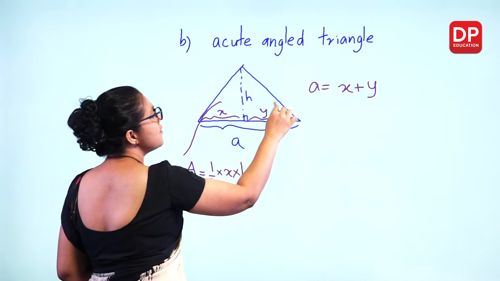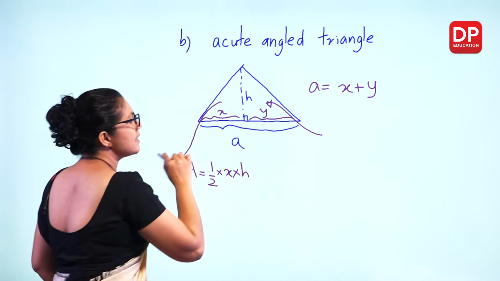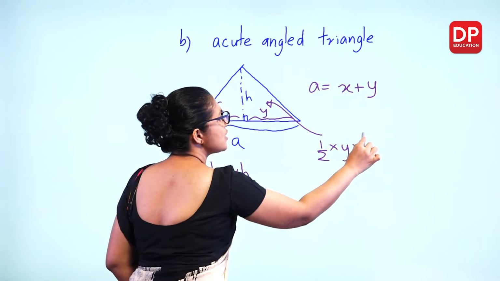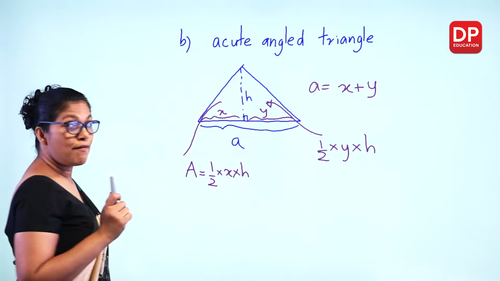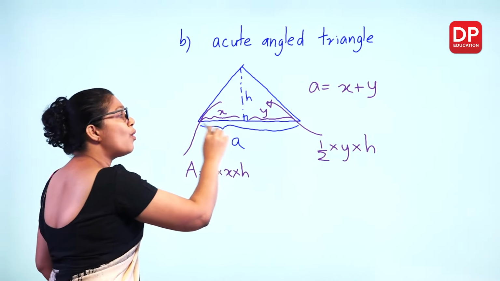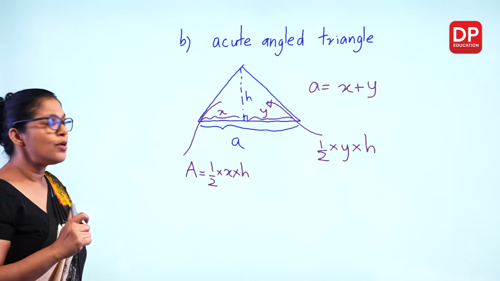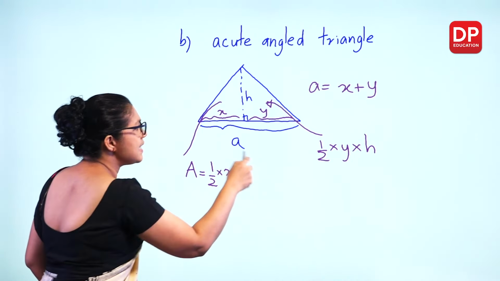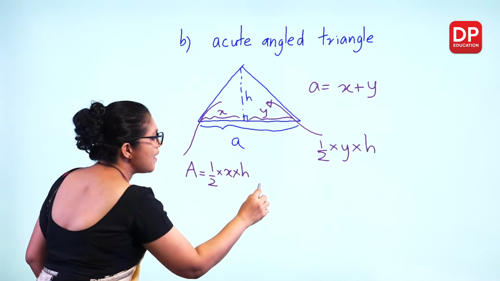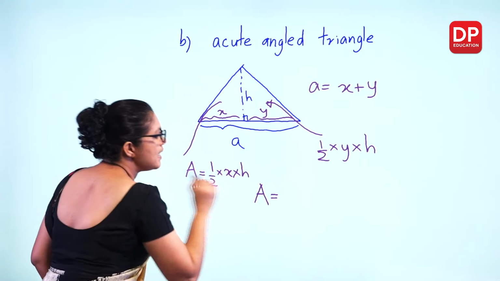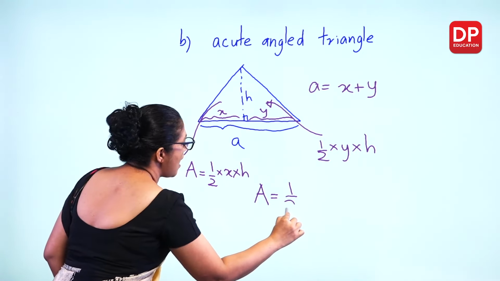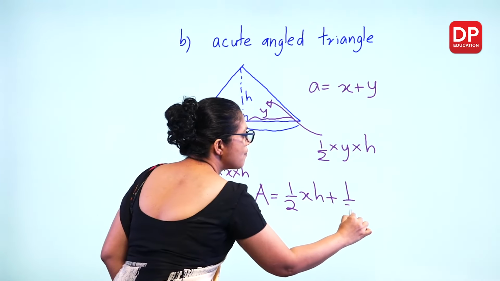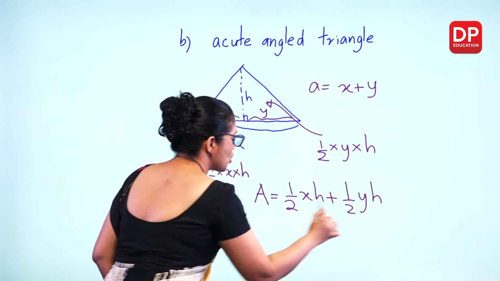So what's the area of this part, the other triangle? Half times y times h. Now, if I want the area of this whole triangle, I need to add these two together. So what I'm trying to do, I'm adding these two areas together to get the total area. So I'll do half x h plus half y h.